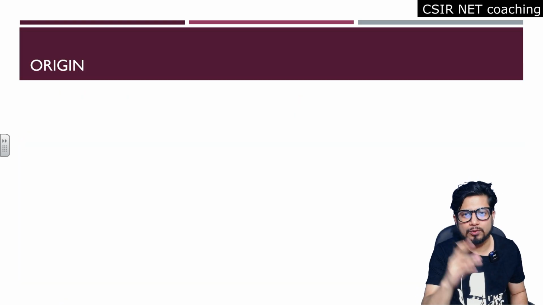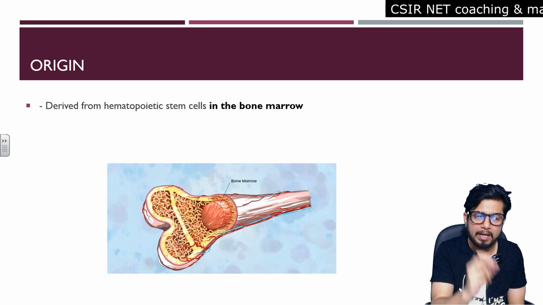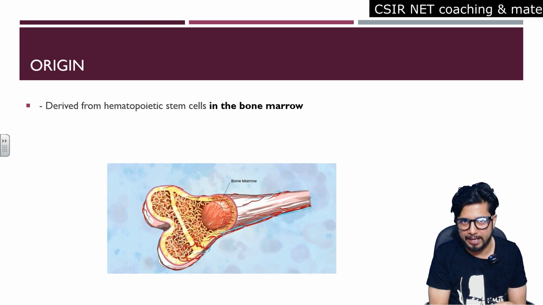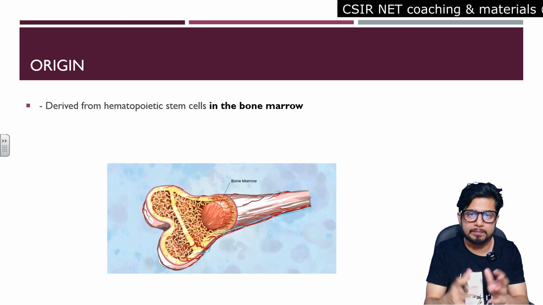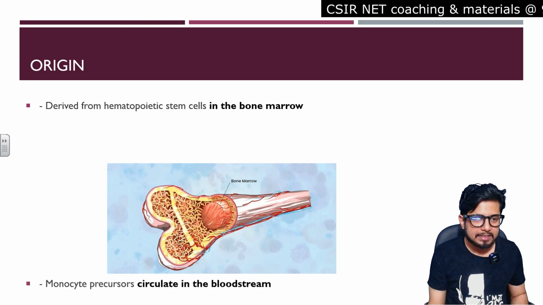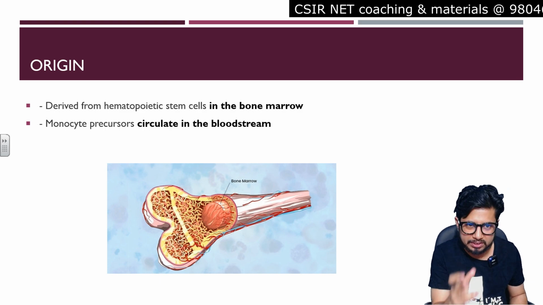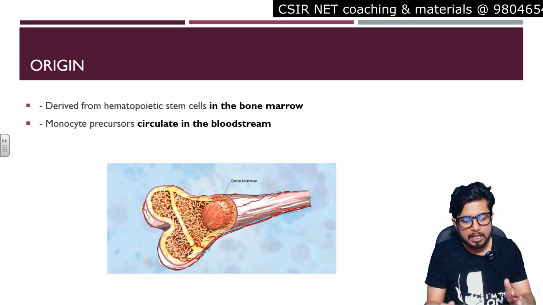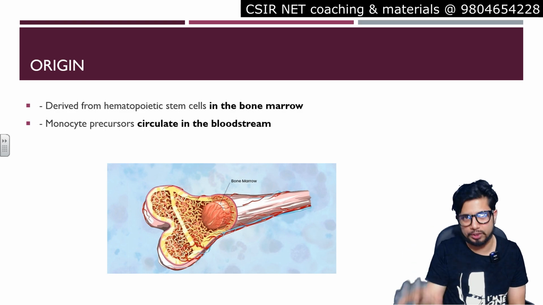So let's move on to the origin of the macrophages. They originate from hematopoietic stem cells in the bone marrow. So inside the bone marrow, that is the location where they are produced from the hematopoietic stem cells. The second thing is their monocyte precursors circulate in the bloodstream. So basically, the macrophage is a version of the monocyte inside our tissues.